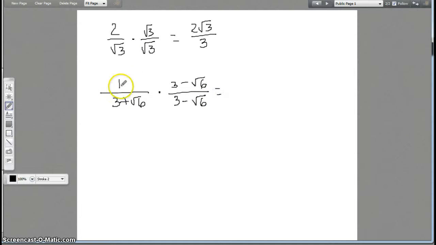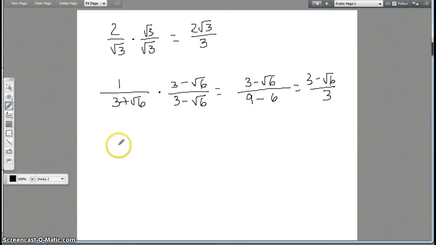When we multiply this out, 1 times 3 minus root 6 is 3 minus root 6. And we're going to divide that by the first term squared. 3 squared is 9, minus the second term squared. Square root 6 squared is 6. So we have 3 minus root 6 over 3, because 9 minus 6 is 3.